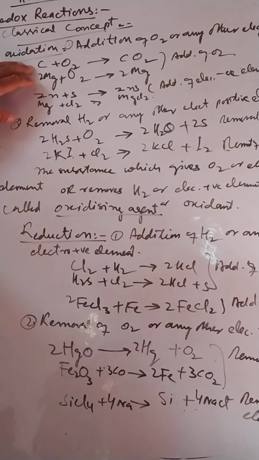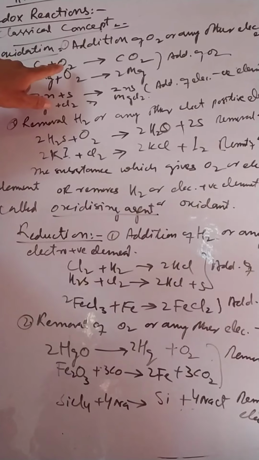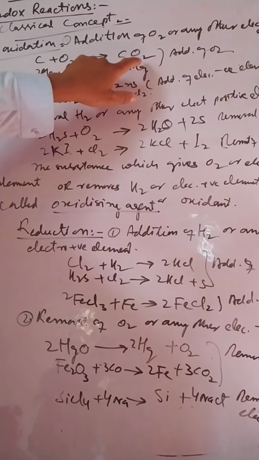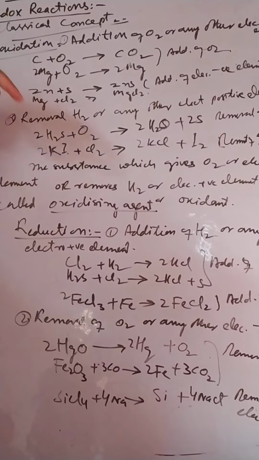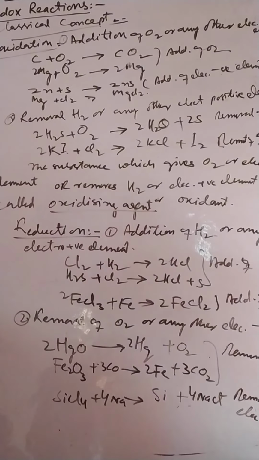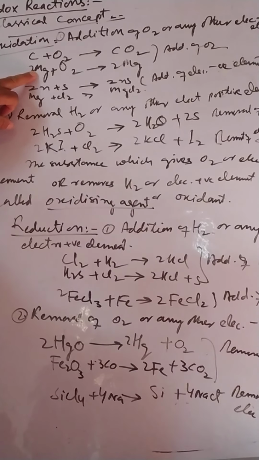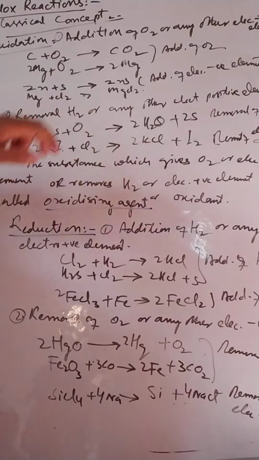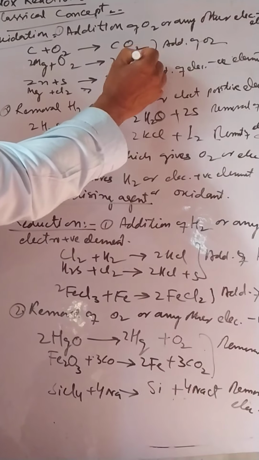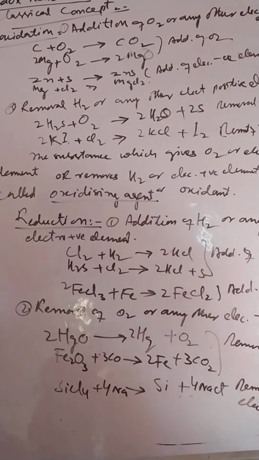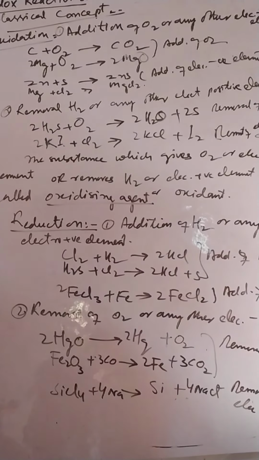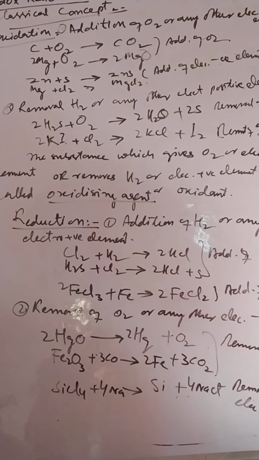For example, we have carbon. When we burn carbon, it combines with oxygen to form carbon dioxide. So here oxygen is added to carbon, so this is an oxidation reaction. Similarly, when we burn magnesium in air, it turns into magnesium oxide, MgO. So here oxygen is added to magnesium, so it is an oxidation reaction.